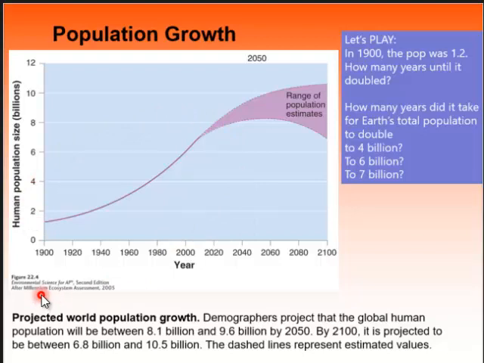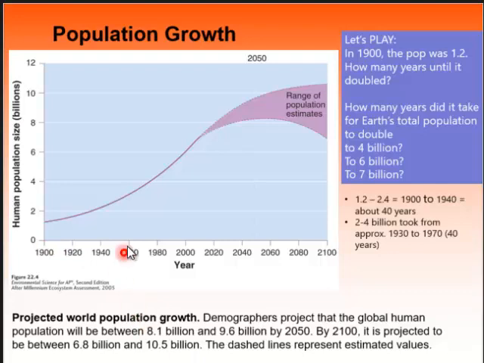You can. If it's 1.2, all you have to do is say 1.2 doubled is 2.4. So from 2.4, so from 1900 to 1940, it took about 40 years, 1900 to 1940, to double. 40 years to double. All right.